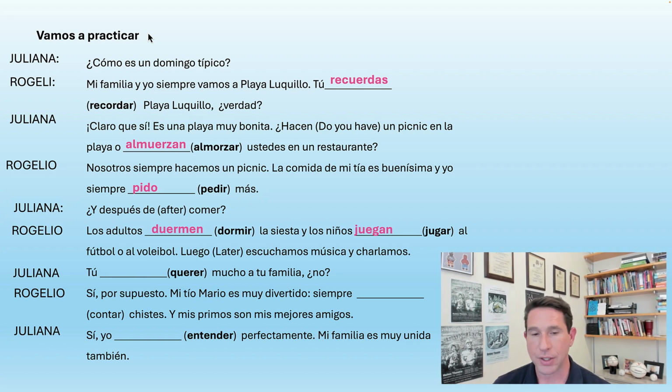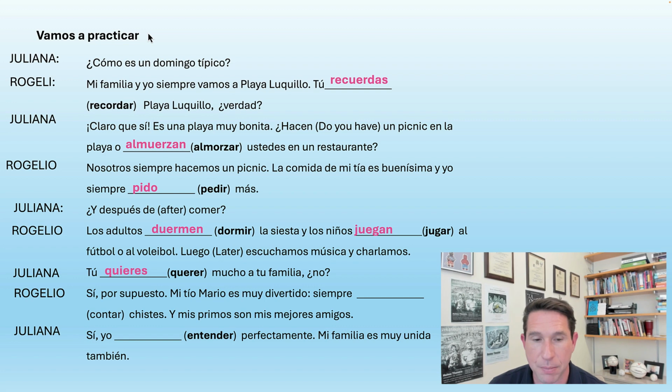Tú blank mucho a tu familia. So querer, remember, means to want or to love. So you've got to use the context. So would this say you want your family a lot, or you love your family, right? So querer, we have the E, so E to IE. Tú quieres mucho a tu familia, ¿no?